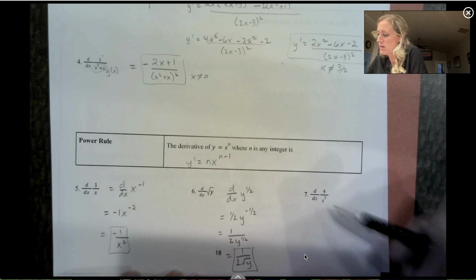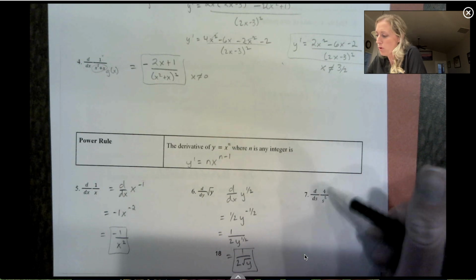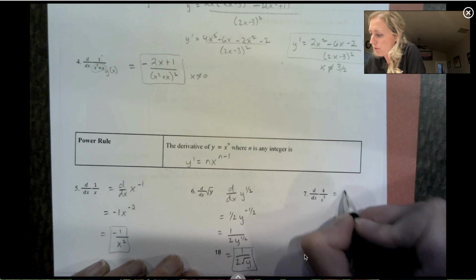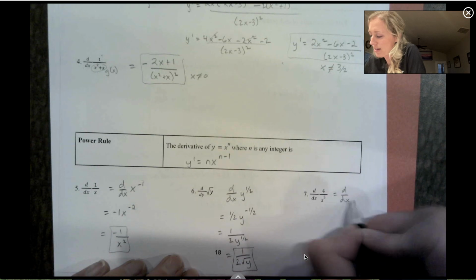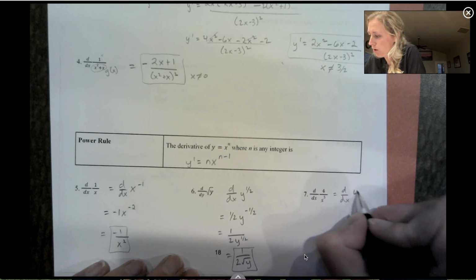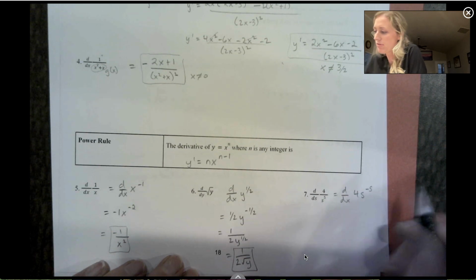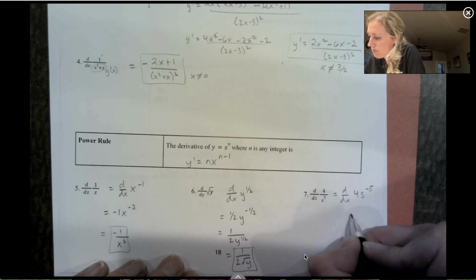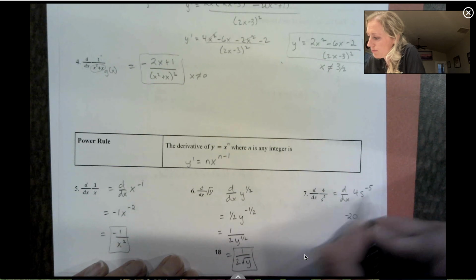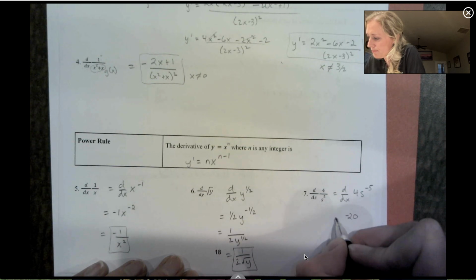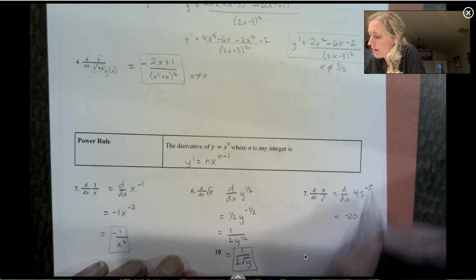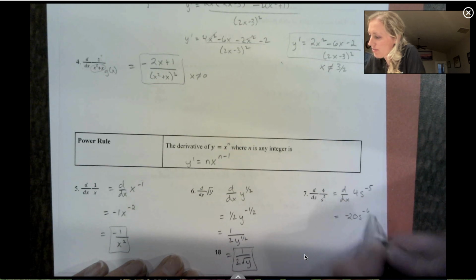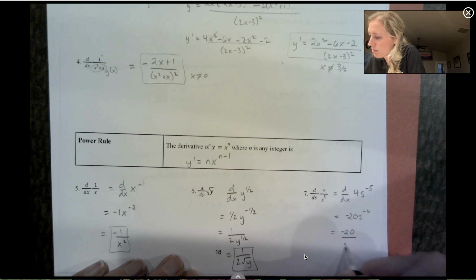Okay? All right. 4 over s to the 5th, same thing. I'm going to rewrite it as a negative exponent and think of it as 4s to the negative 5. Apply our power rule. Negative 5 times 4 is negative 20. And then drop our exponent by 1, we get negative 6. To get rid of the negative exponent, we'd write it as negative 20 over s to the 6.